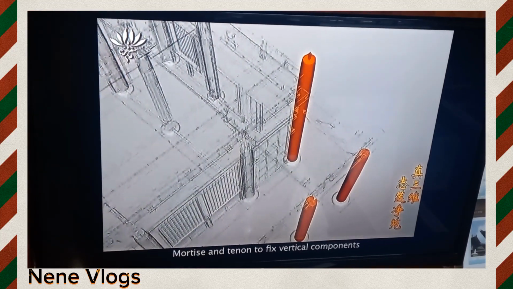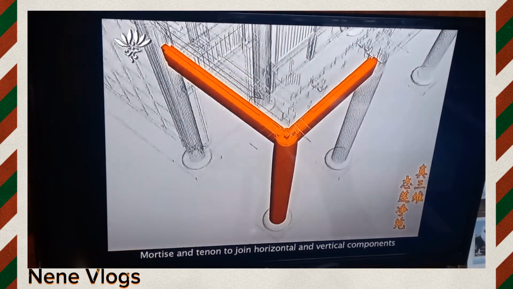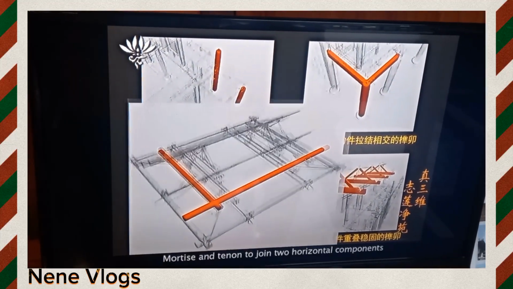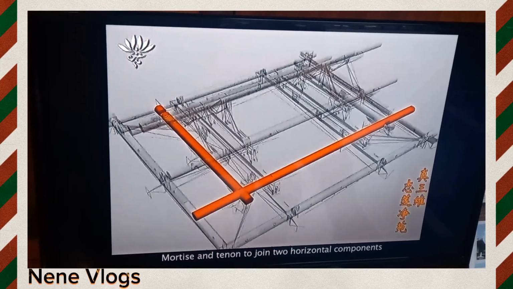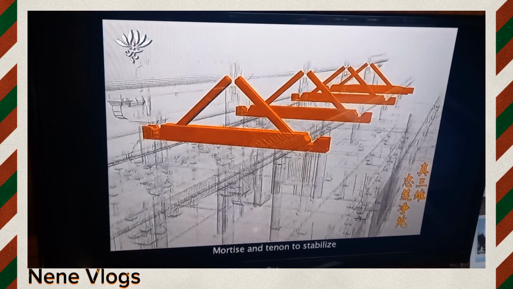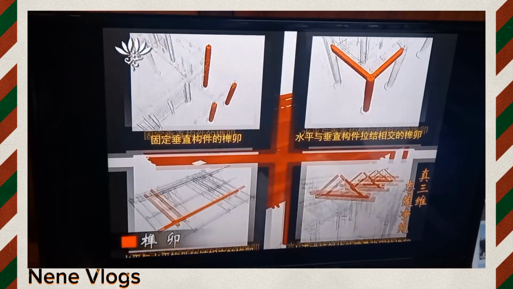Mortise and tenon to fix vertical components. Mortise and tenon to join horizontal and vertical components which are intersecting. Mortise and tenon to join two horizontal components which need tensioning connection. Mortise and tenon to stabilize overlapped horizontal or oblique components.